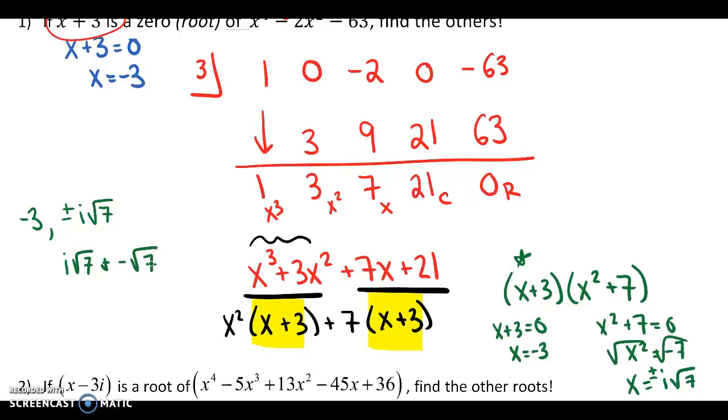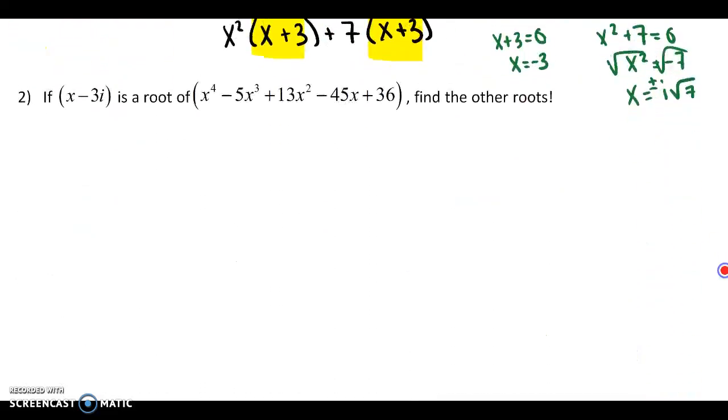Okay, so since this is a fourth degree polynomial, I should have 4 roots, which I do. Here's 1, 2, 3. This is double counted. So that's 2 zeros, which makes us have a total of 4. Okay, some things to think about.